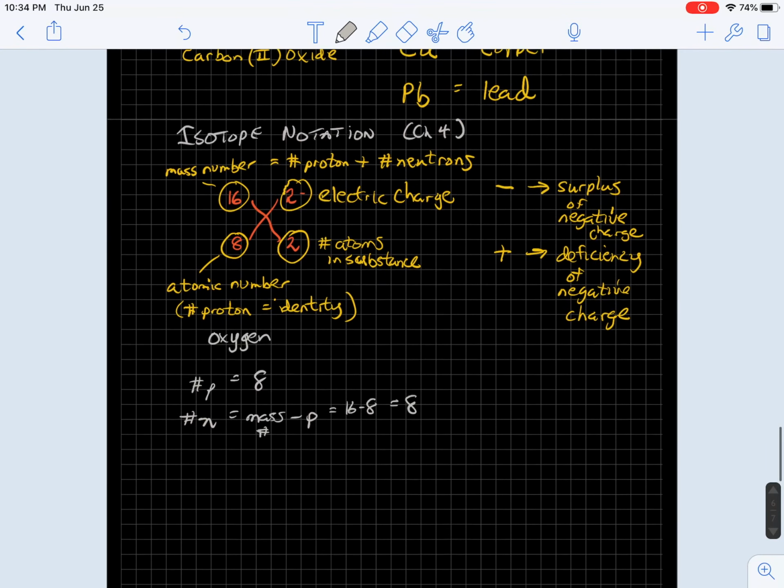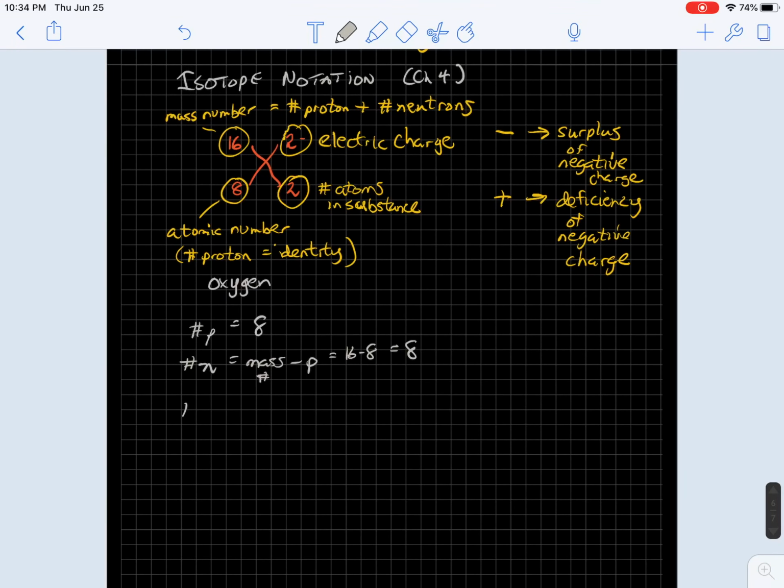They may ask you, they meaning me, the number of electrons. So then we have to take a look at the charge. If you have a charge of 0, you know the number of protons equals the number of electrons. If you have a negative charge, that means you have a surplus, so you have more electrons. And if you have a positive charge, that means you have a deficiency. You have less electrons than protons. So in this case, we have a surplus of 2 electrons, which means that we have a total of 10.